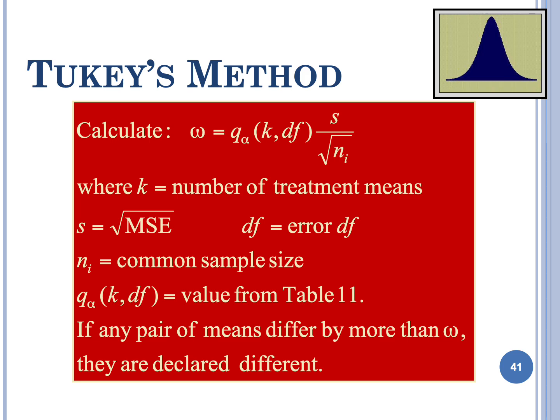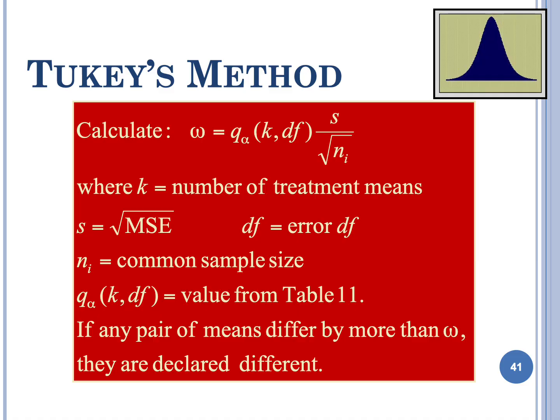And the rule is that if any pair of means differ by more than omega, the length of a ruler, then they are declared different. Okay, so now let us show you a simple example first, and then we will give you an explanation why it is true. So let's first implement the procedures here.